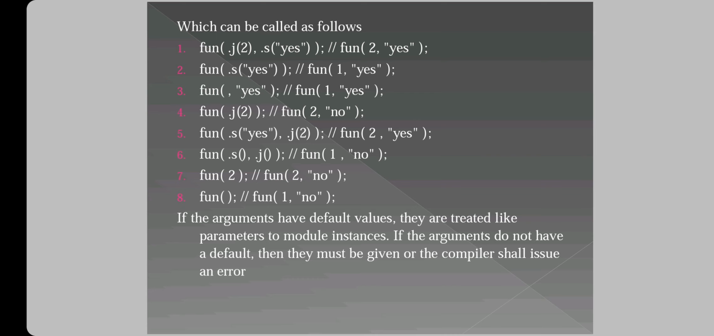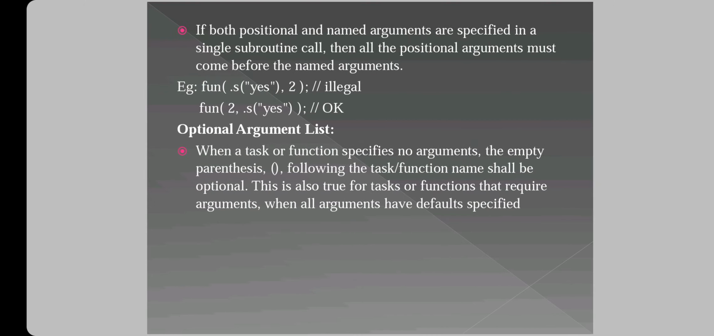Okay, so if the arguments have default values, they are treated like parameters to module instances. If the arguments do not have a default value, then they must be given, or the compiler shall issue an error. So if both positional and named arguments are specified in a single subroutine call, then all the positional arguments must come before the named arguments. So for example, here you're providing the string and then the integer variable. So here you are misplacing the arguments when you're calling the function, which is illegal. You have to always provide them in order.